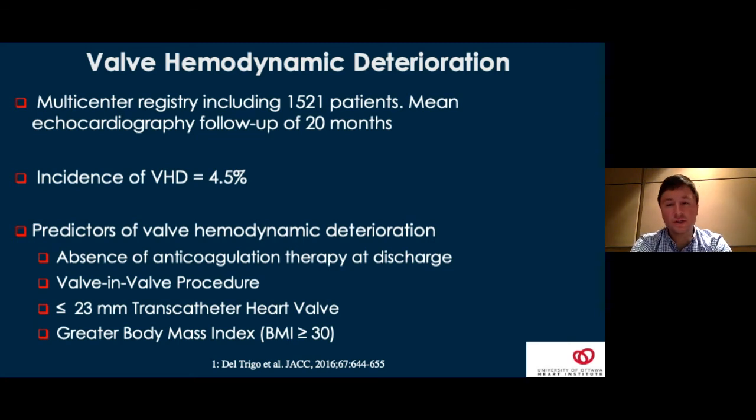Factors associated with it were absence of anticoagulant therapy at discharge, valve-in-valve procedure, small transcatheter heart valve, so 23 millimeters or less, or obesity with a BMI greater than 30. Some other studies, which are mostly retrospective, have shown age can be associated, as well as smoking, diabetes, CKD, and persistent LVH after the procedure. So there are a few markers we can look at, but the ones in the slides are the main ones.